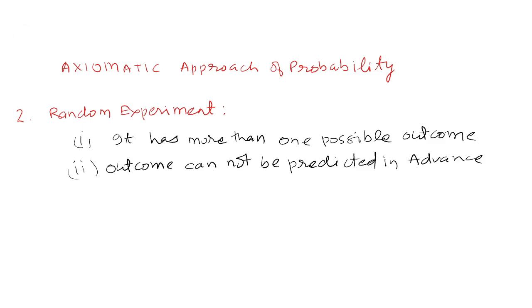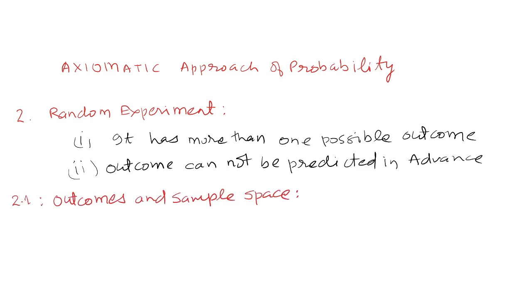So if we are throwing a die, then we cannot say what will come. We cannot predict whether 1 will come, or 2, or 3, or 5, or 6. Or if we toss a coin, then also we cannot predict whether head will come or tail will come. So such experiments, where we cannot predict the result and which have more than one outcome, are called random experiments.